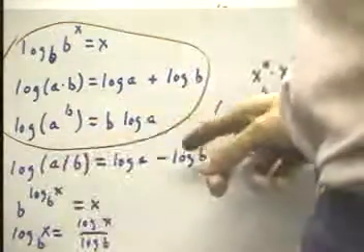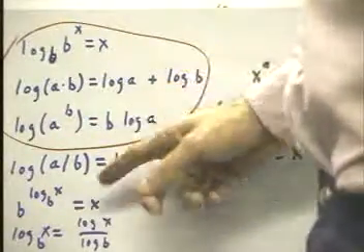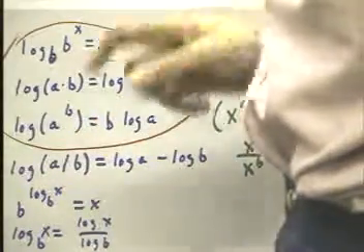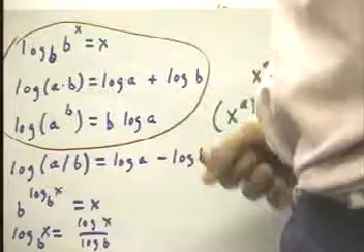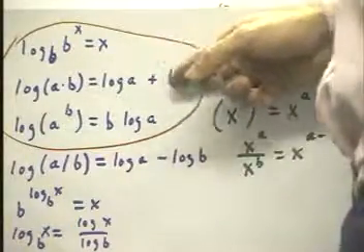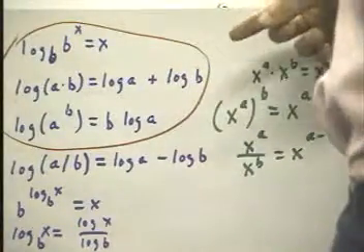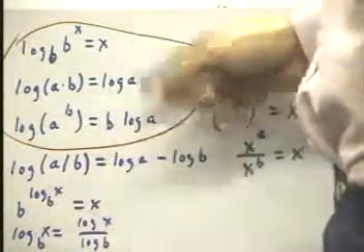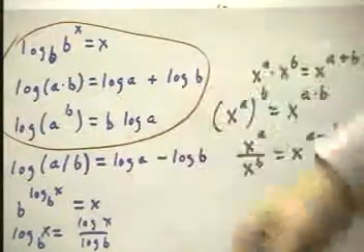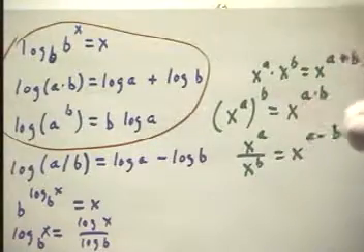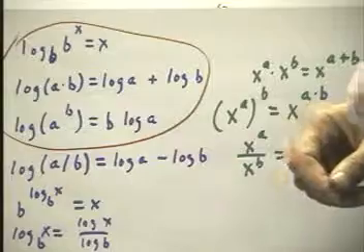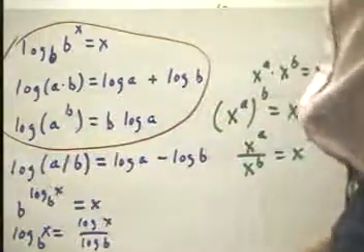This could also be obtained from these two laws. A over b is a times b to the negative 1. The log of a times b to the negative 1 would be the log of a plus the log of b to the negative 1. But the log of b to the negative 1 by this law is going to be negative 1 times log b, and we get this. So it's easy to derive that from these two properties. This isn't really anything new, but it's still a useful thing to remember.